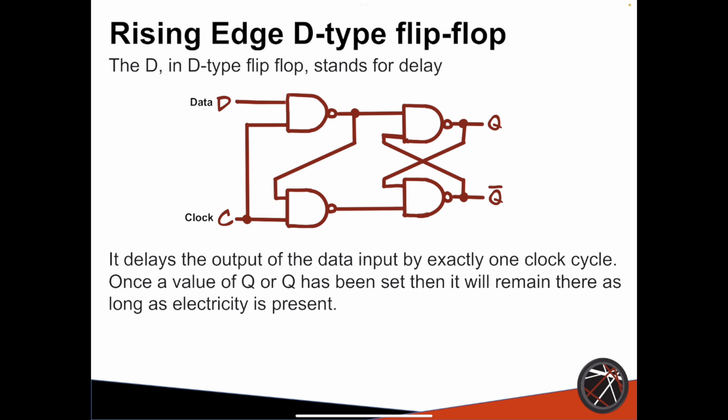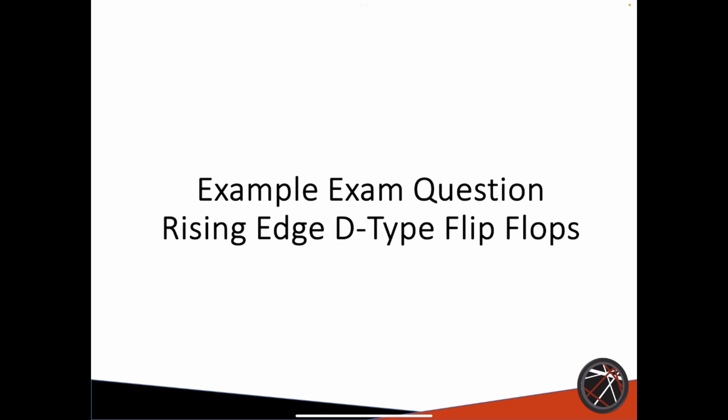So this is what a full rising edge D-type flip-flop circuit looks like. You can see it's made up of two parts. The reason for that is that the first part is called the master, and that determines what happens to the slave part, the second part, this part here. And that gives us this ability to hold and retain the value over a longer period of time across multiple cycles if needed. We're going to look at an example exam question for a rising edge D-type flip-flop.